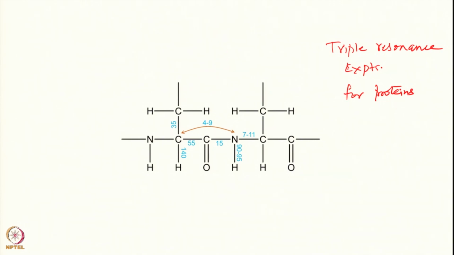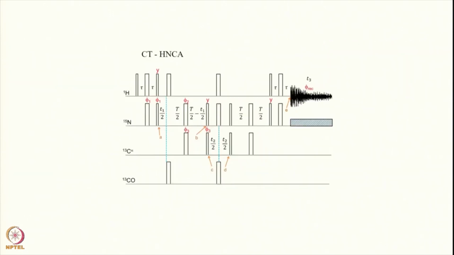Okay. And how does this work? I will illustrate to you how the transfer happens in a particular amino acid in the protein in the pulse sequence, and we will illustrate this by taking one particular example which is called the constant time HNCA. I described to you the HNCA. This is another version of the same one. The magnetization transfer follows this particular path.